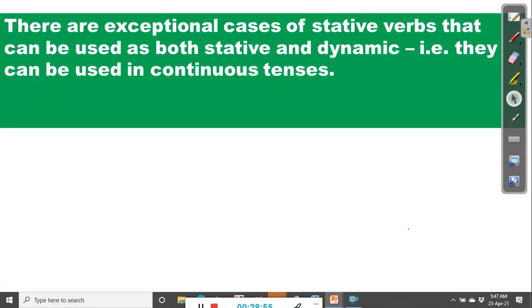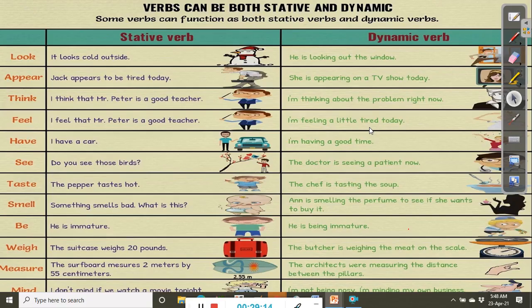Now, there are exceptional cases of stative verbs that can be used as both stative and dynamic. That means they can be used in continuous tenses. We can use them as stative verbs. We can also use them as dynamic verbs. And that's exactly what we are going to look at. Now, some verbs can function as both stative verbs and dynamic verbs.